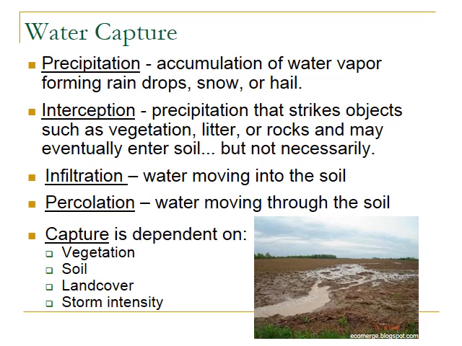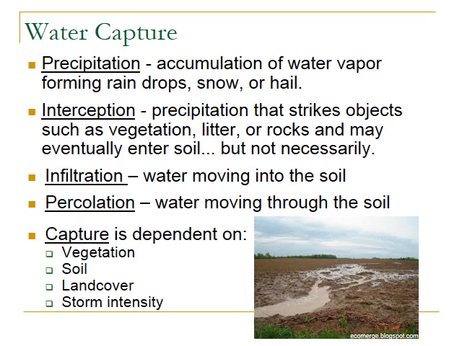Okay, so those terminologies. Precipitation, you probably know what it is. It's accumulation of water vapor into raindrops, snow, or hail. Interception is when precipitation strikes an object such as vegetation, litter, rocks, and eventually it gets into the soil, but not necessarily. Oftentimes it will hit that vegetation layer especially, or the litter layer, and it will evaporate right back into the atmosphere. Infiltration is the movement of water from the atmosphere into the soil, or from plants into the soil. And then percolation is the movement of water through the soil up to deep drainage.